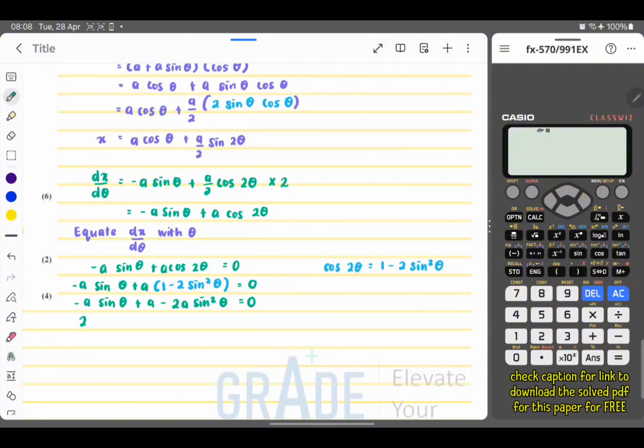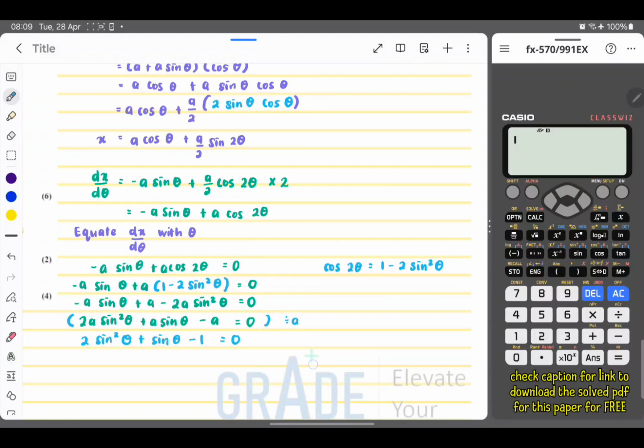We will get 2a sine squared theta plus a sine theta minus a equal to 0. So essentially what I did was I bring everything to the right hand side to make my coefficients for sine squared and sine to be positive. Okay, now I can divide my equation with a, and I will get 2 sine squared theta plus sine theta minus 1 equal to 0.